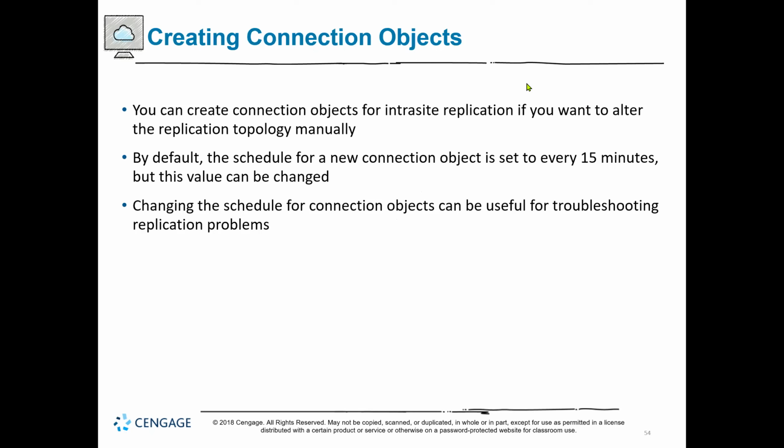Creating connection objects. You can create connection objects for intra-site replication if you want to alter the replication topology manually. By default, the schedule for a new connection object is set to every 15 minutes, but you can change the value. Changing the schedule for connection objects can be useful for troubleshooting replication problems.